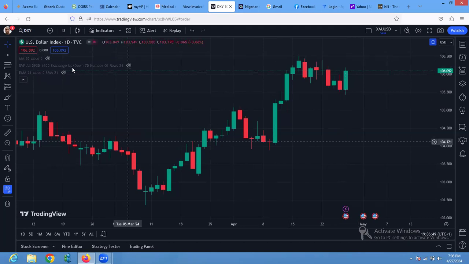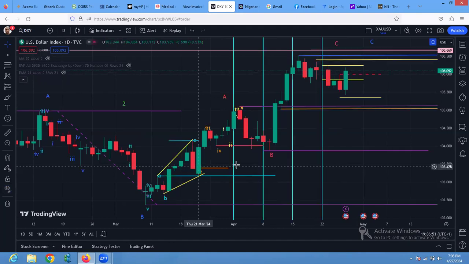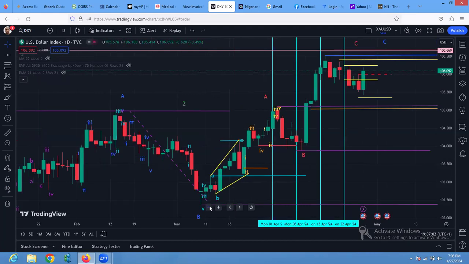And if I bring out my drawing, where is that going to be? So we said most likely we might be coming to this point to touch this area before we send the price to the downside. And where is the other red line?